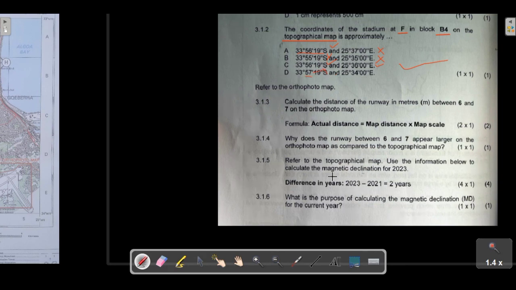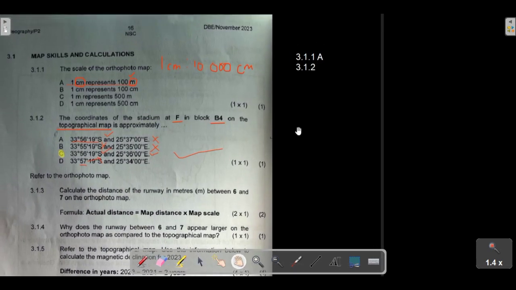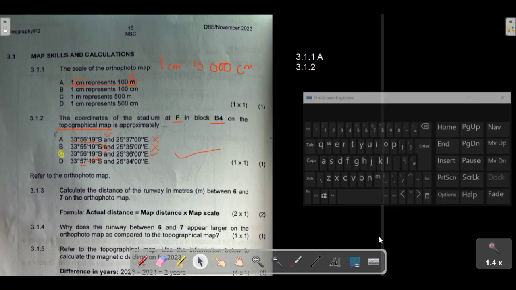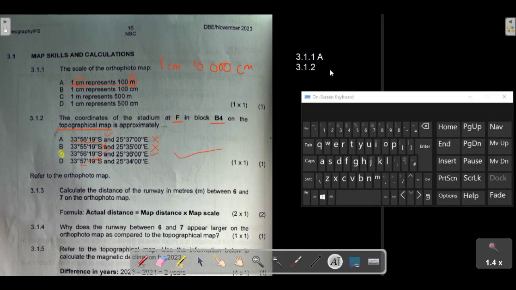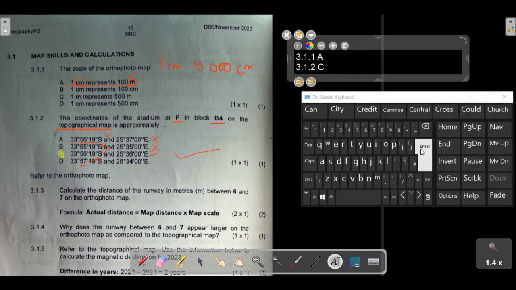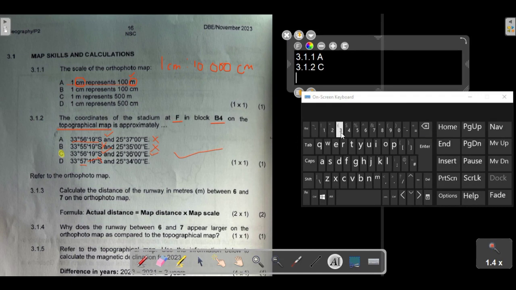So guys, we are going with C on this one, which is 33 degrees 56 minutes 19 seconds south, and 25 degrees 36 minutes 0 seconds east. So that is our answer there. Okay, so let's write that down. So we're saying that our answer for 3.1.2 is C, right? So let's head on then to 3.1.3, right?